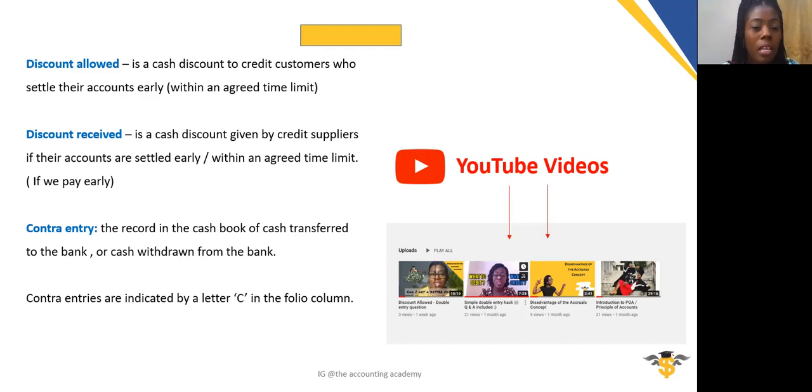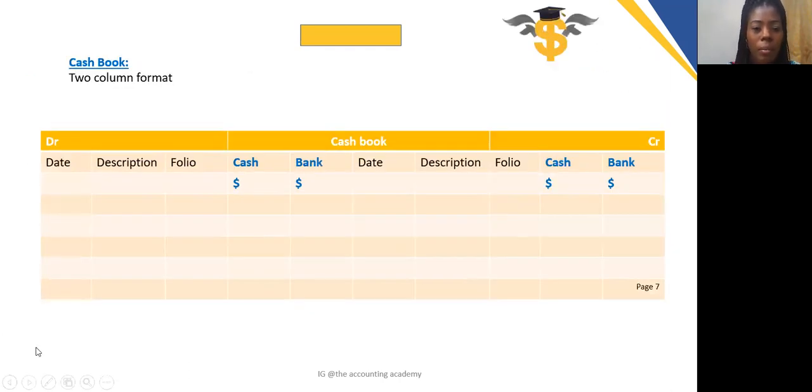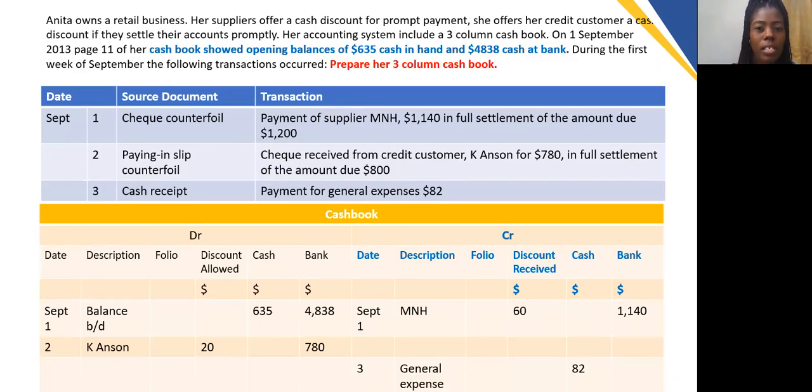And you must put in your folio column, right? So you see you have a column here marked folio. You must put C under that column when you make a contra entry. Good? Nice. So let's look at a question.